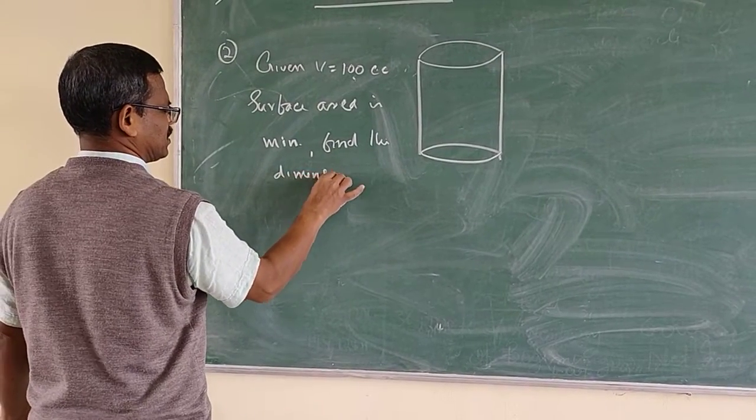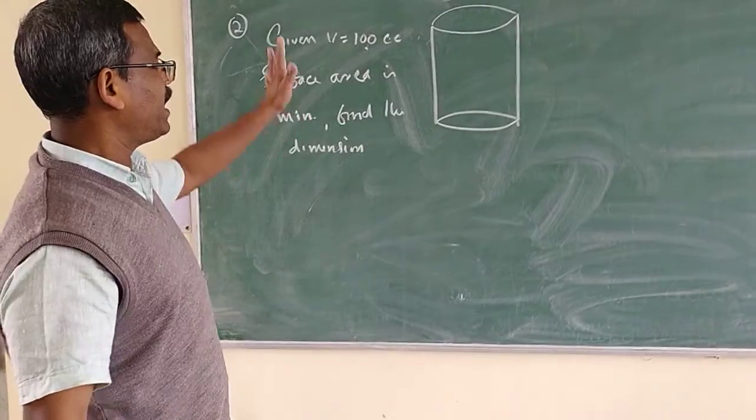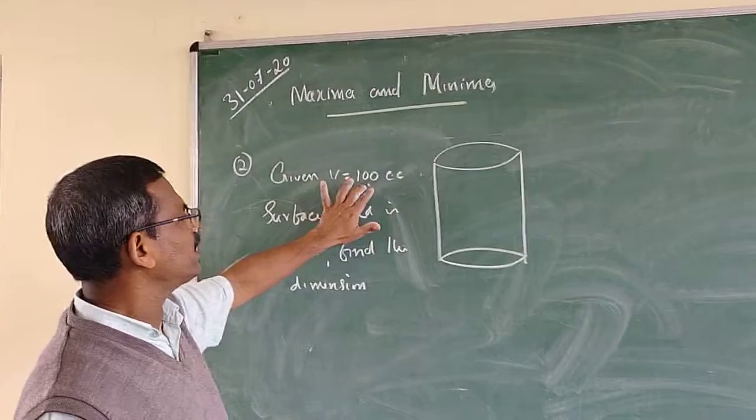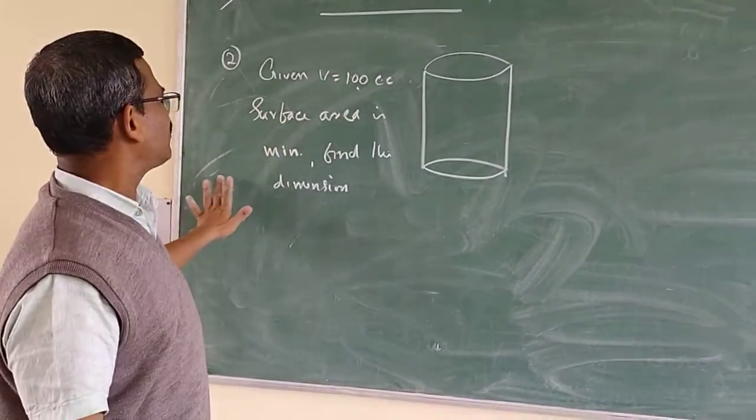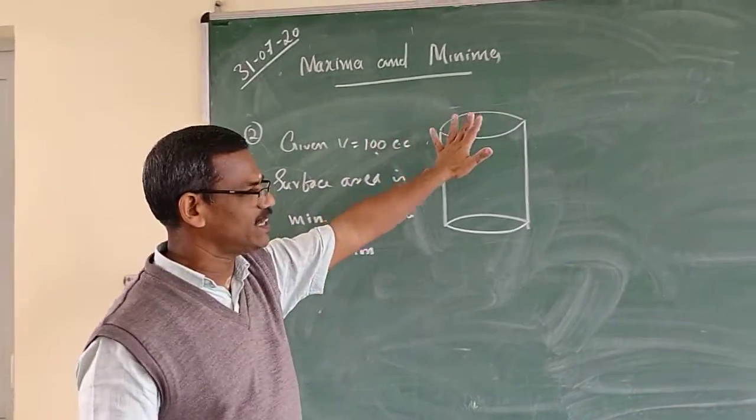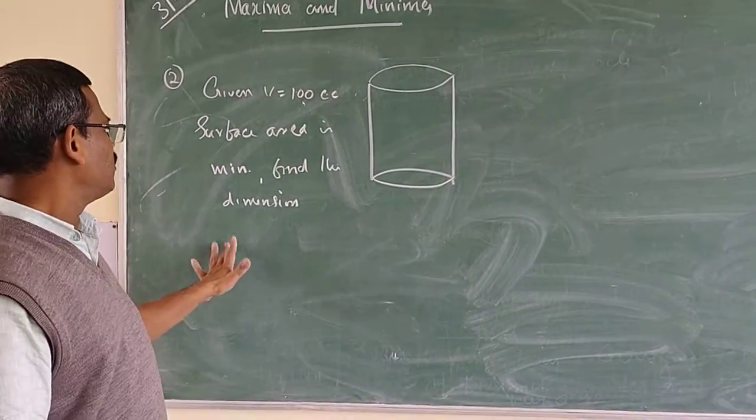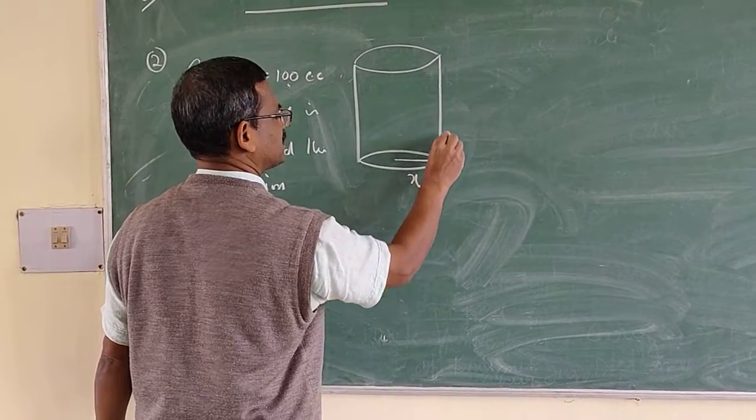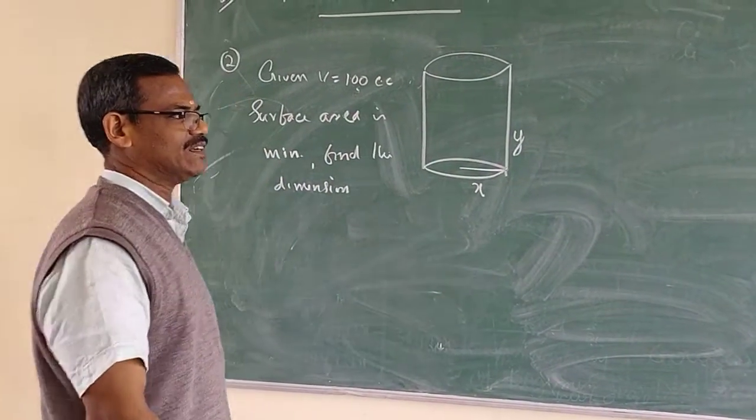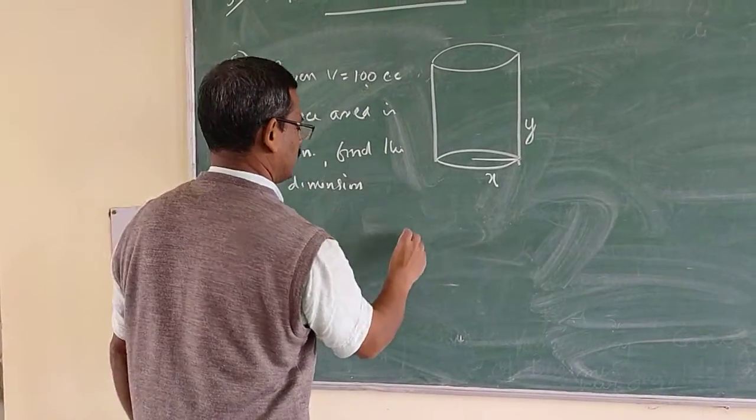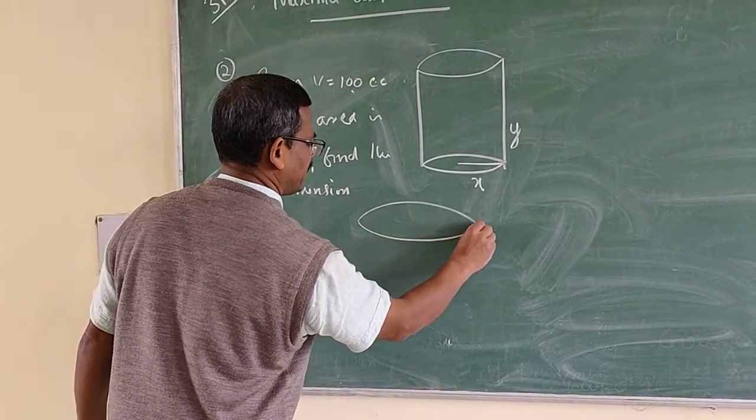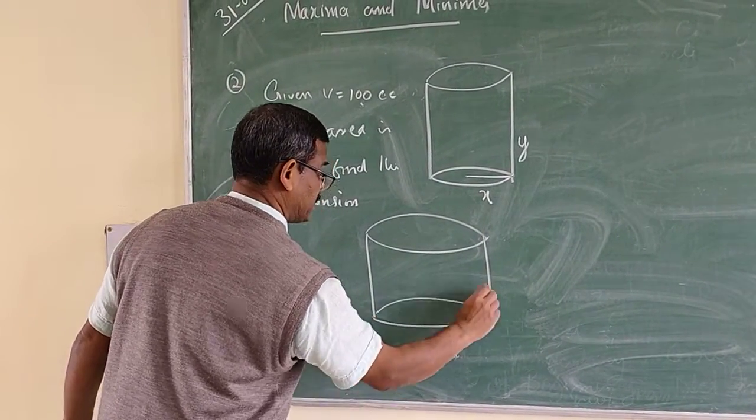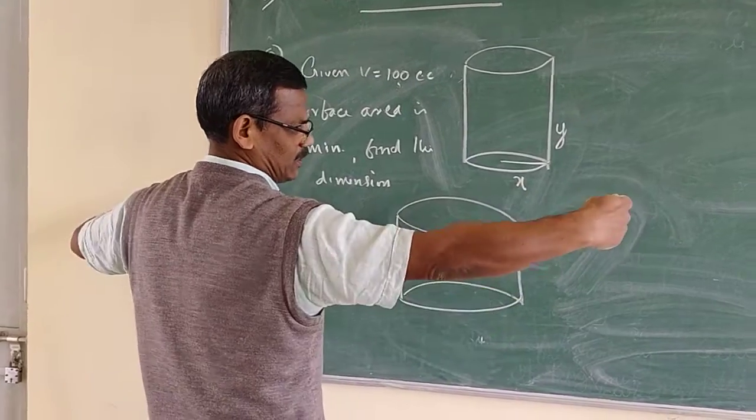This is the question. So what is the question? Given a right circular cylinder whose volume is 100 cc and surface area is minimum, what are the dimensions? Dimensions of the cylinder means the base radius, and I take this base radius as x and height as y. I take them as variables because it is a varying cylinder. See, if I draw like this, that means base radius is more and height is less. It will be like this.